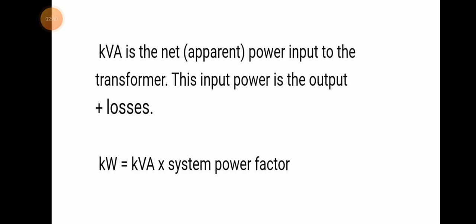So kilovolt-ampere is the net power input to the transformer, that means the total input to the transformer. This input power is the output plus losses, meaning kilowatt will be kilovolt-ampere multiplied by the system power factor, which here relates to the efficiency of that machine. So this is the difference: motor ratings we express in kilowatt, and for a transformer or alternator we call its unit kilovolt-ampere.